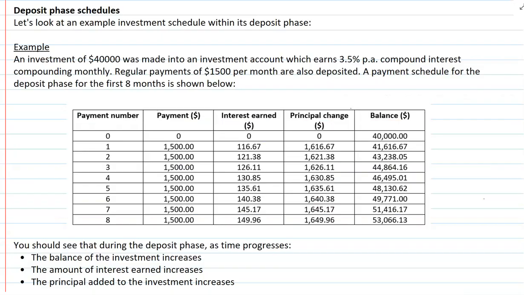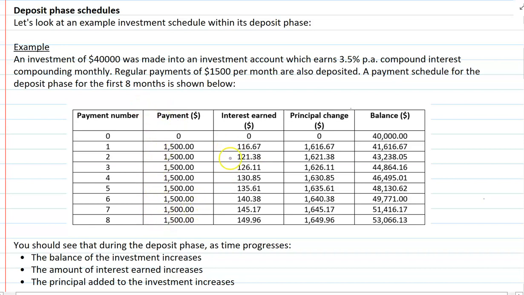We're going to start off by looking at the deposit phase and using an example where we've got an investment of $40,000 into an investment account that earns 3.5% per annum, compound interest, compounding monthly. Regular payments of $1,500 per month are also deposited. The payment schedule we see here below is a typical example of what a payment schedule would look like for an investment. So what we see here is payment number in the first column. Then you'll see that all the regular payments are deposits of $1,500.